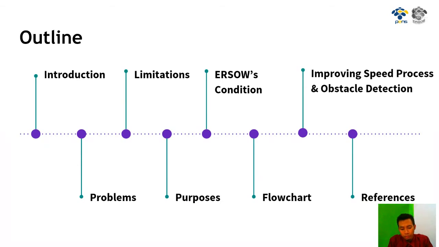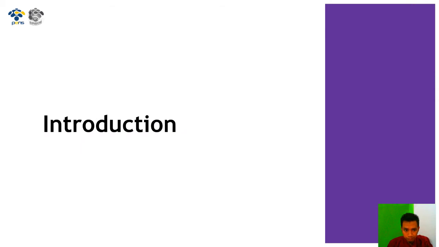Okay, before we start further, this is my presentation outline. There are introduction, the problems, limitation, and purpose, ERSOW's condition now, and the flowchart, and how I improve the speed process, and the last is reference, and then conclusion.